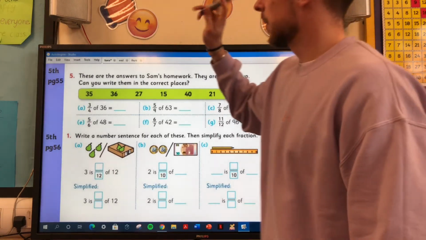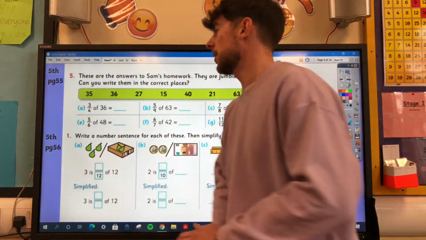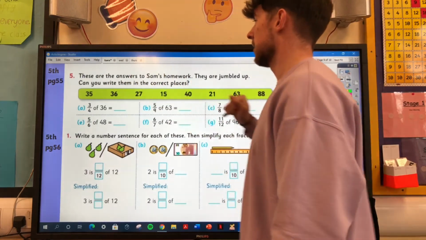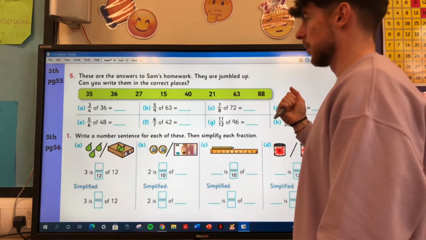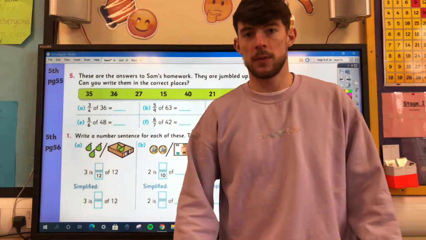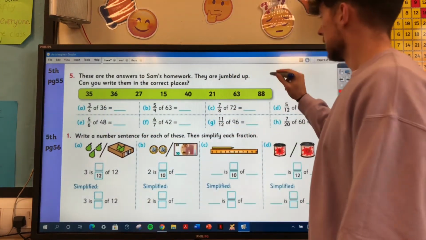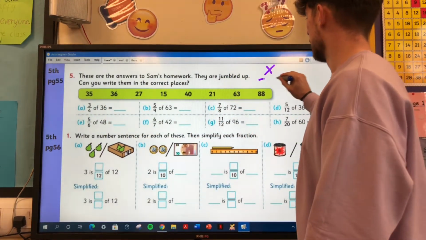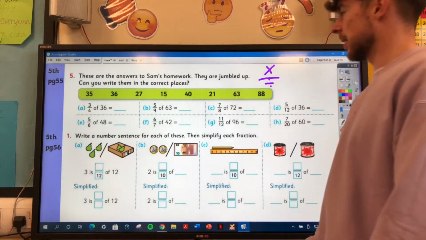Okay, so up here we have 5th class, page 55. So these are the answers to Sam's homework and they're jumbled up. Okay, so how do we find a fraction of a whole number again? What do we have to do? We have to multiply by the top and divide by the bottom.